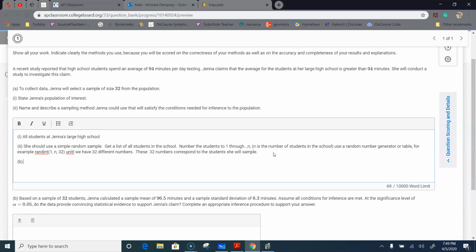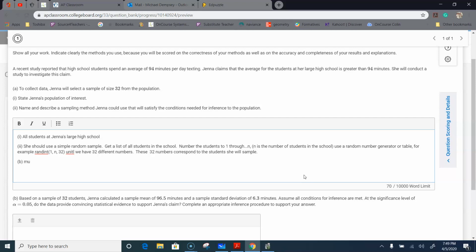So for part B, based on the sample of 32 students, Jenna calculated a mean of 96.5 and a sample standard deviation of 6.3. Assume all conditions for inference are met. Well, that's super. Okay, so we don't have to go through SRS and normality. We know we had normality easily here anyway with 32, but when they say assume all conditions were met, that's really helpful to us running our test. At the significance of alpha 0.05, did the data provide convincing significant evidence? Complete an appropriate inference procedure. So part of that procedure would be the conditions for inference, but they told us that's satisfied.